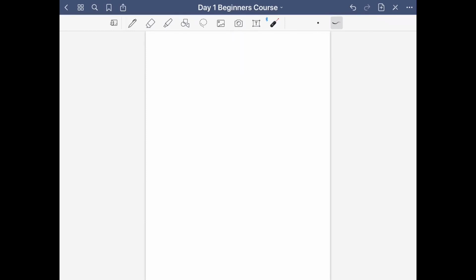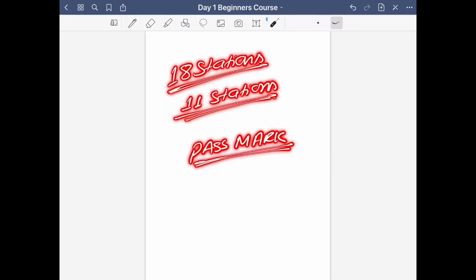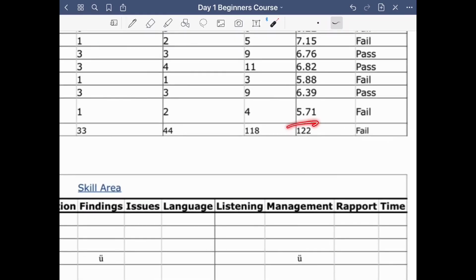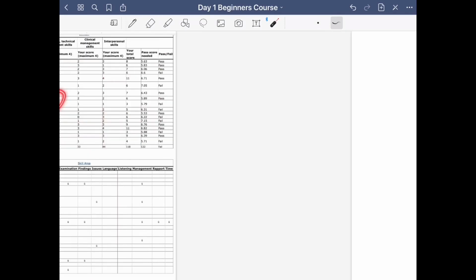Now, after knowing about the report card, let's move into the section in which I discuss how to pass this exam. There are altogether 18 stations, and out of these 18 stations you have to pass at least 11 stations to pass this exam. And not only that, you also have to pass on the total pass mark as well. So for example, if on a given day the pass mark is 122, you have to cross this 122 as well, and you have to pass altogether 11 stations out of 18 stations.